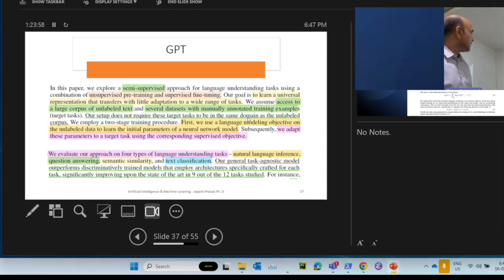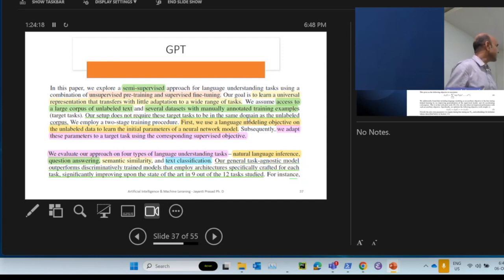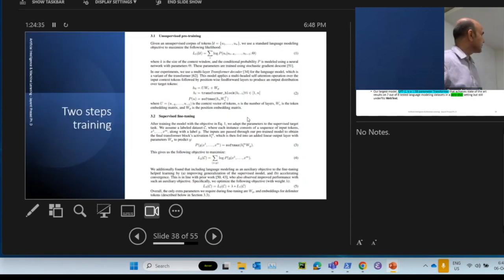Okay. We adapt these parameters to target tasks using the corresponding supervised objective. We evaluate our approach on 4 types of language understanding task. Okay, so this is the test. How to know that it is working? They tried it on natural language inference, question answering, semantic similarity, and text classification. Our general task agnostic model outperforms discriminatively trained models that employ architecture specifically crafted for each task. So out of 12, they do well for 9 tasks. I'm not going into this technical detail.